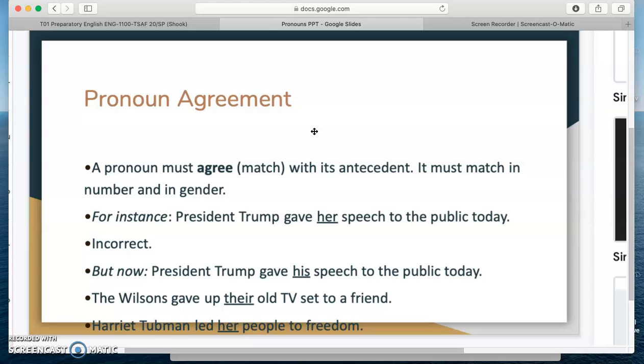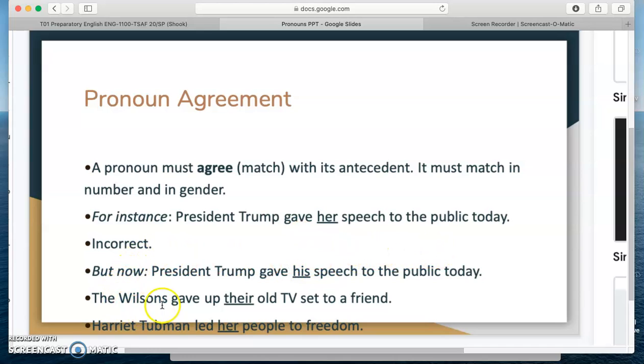They do not agree because President Trump is not a woman, and therefore her would be an inappropriate pronoun to use. However, if we edit the sentence to read, President Trump gave his speech to the public today, now we have a pronoun and an antecedent that agree with each other. President Trump is a male, his is a male pronoun, therefore, President Trump gave his speech to the public today. It also matches in number. President Trump is one person, his is a singular pronoun, and therefore one to one, male to male, President Trump gave his speech to the public today.